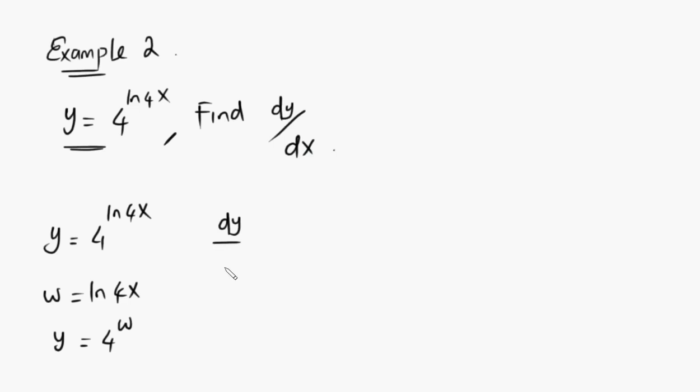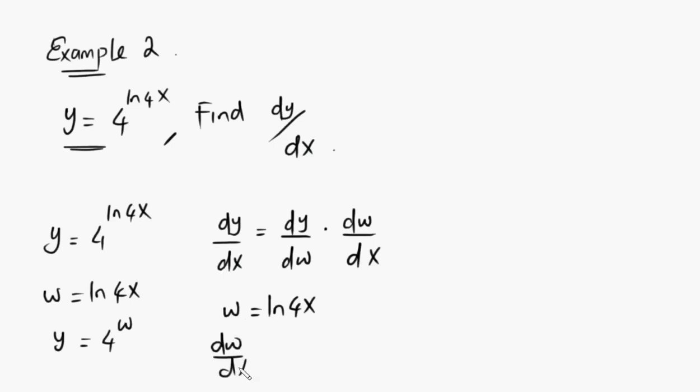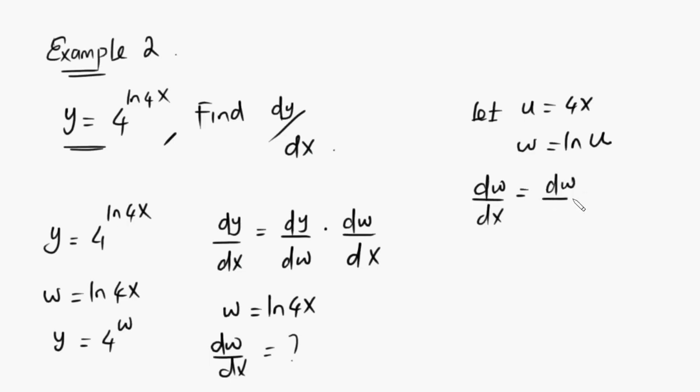Dy dx is just going to be equal to dy dw times dw dx. Okay, so now w is equal to ln 4x. Okay, so I mean dw dx now itakuwa ni ngapi? This is what I'm looking for. I'm afraid I have to use chain rule again. So I'm going to let u is equal to 4x. So my w is just going to be equal to ln u. Okay, so now to get dw dx, I'll have to use the chain rule. It's just going to be dw du times du dx.